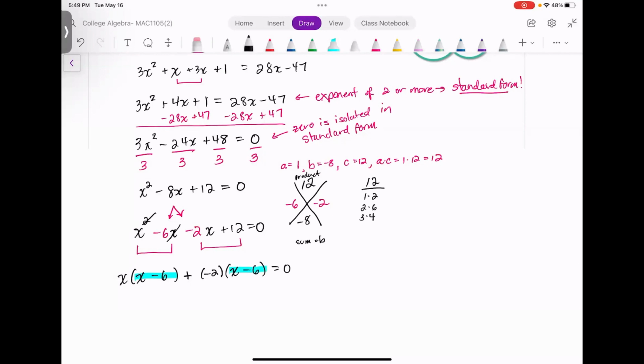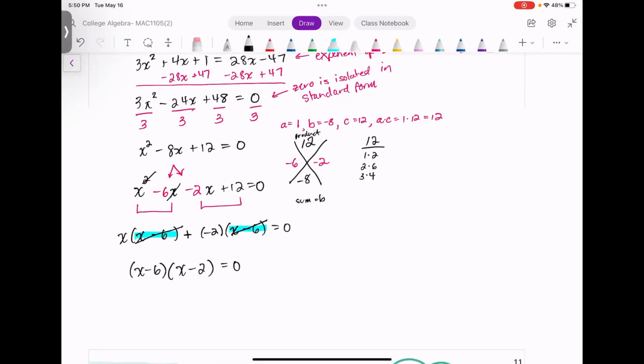I now divide out my common factor. And when I divide that out of each term, I get x minus 2 is what's left, and it equals 0. So the only other thing we need to know to solve by factoring is that when two numbers multiply together, the only thing that's going to make the answer equal to 0 is if one of those numbers is 0.